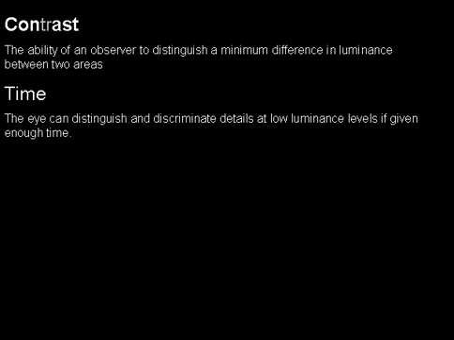Contrast. Contrast is the ability of an observer to distinguish the minimum difference in illuminance between 2 areas, so that if we've got a very dark area and a very bright area, we can see that difference. Gradual changes in luminance mean it becomes more difficult to see that difference.